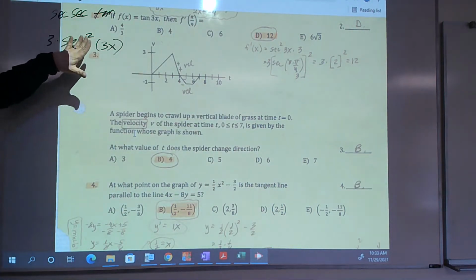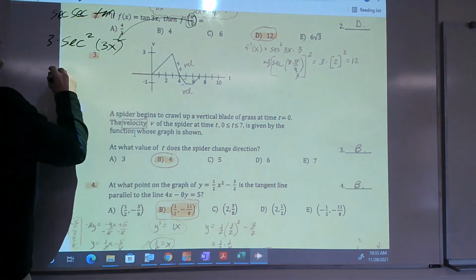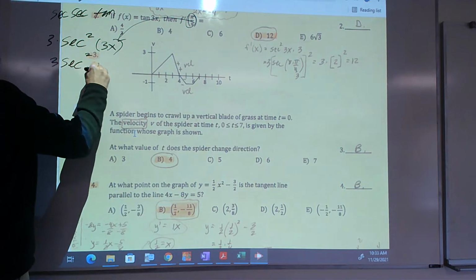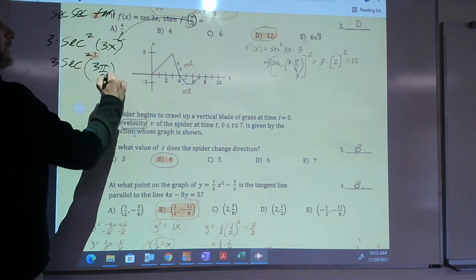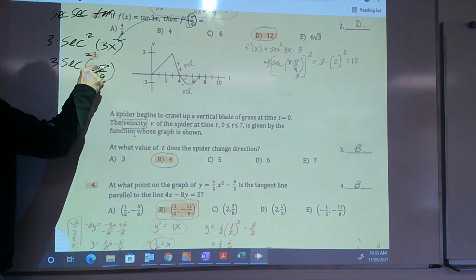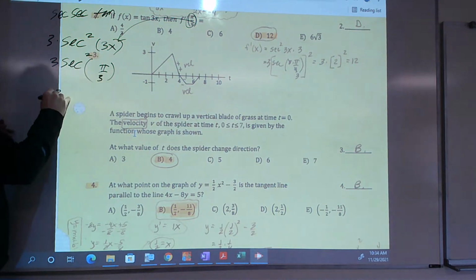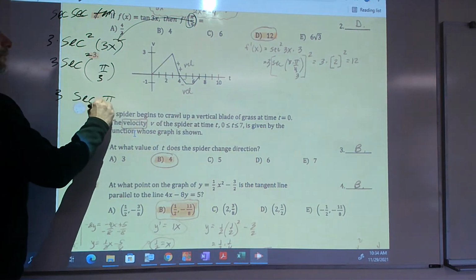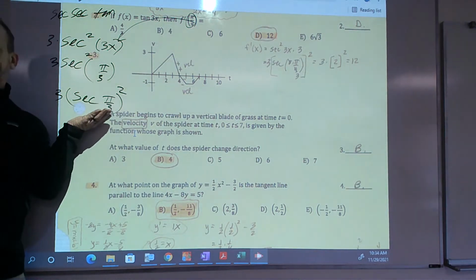3 secant squared 3x. Now you plug pi over 9 in for x, and you get 3 secant squared of 3 times pi over 9. Now, 3 pi over 9 is really pi over 3. So this is 3 times the secant of pi over 3, squared. Squared right there.